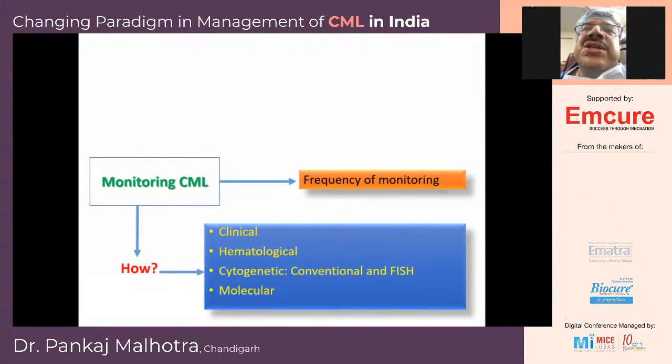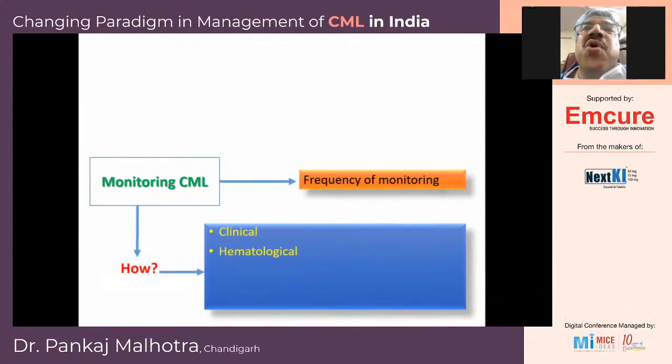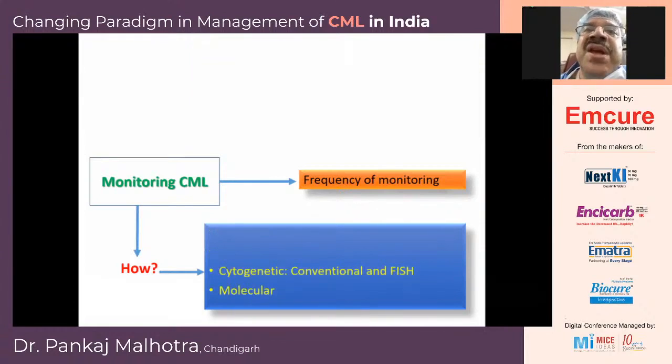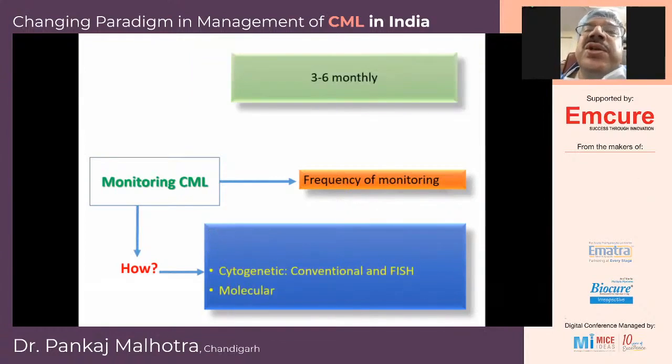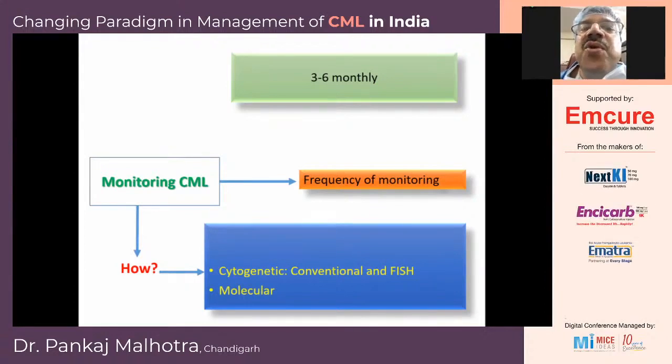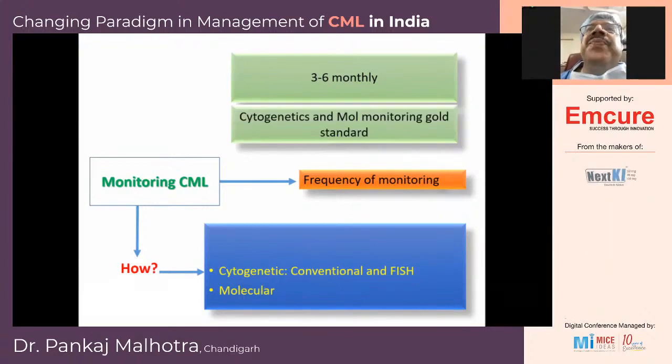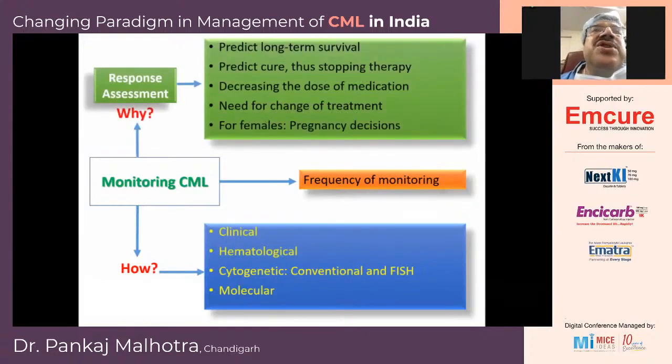Now, the next is frequency of monitoring. So, clinical and hematological. Generally, you do a clinical examination and CBC 2 weekly until the patient achieves a complete hematological response. Then you do it monthly for 3 months, and after that you do it 3 monthly. Whereas cytogenetics and molecular are generally done 3 to 6 monthly. And as I said before, you don't do the cytogenetics these days unless there are clear indications. You directly go to the molecular monitoring, and these are the gold standard.